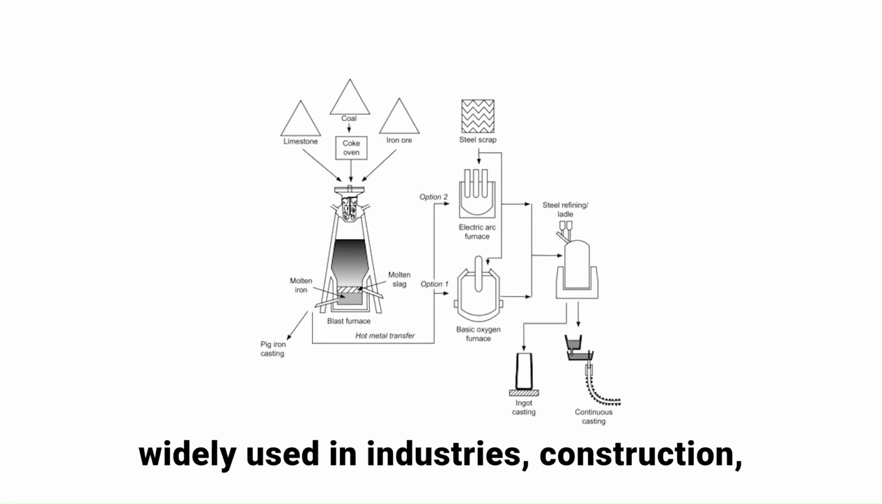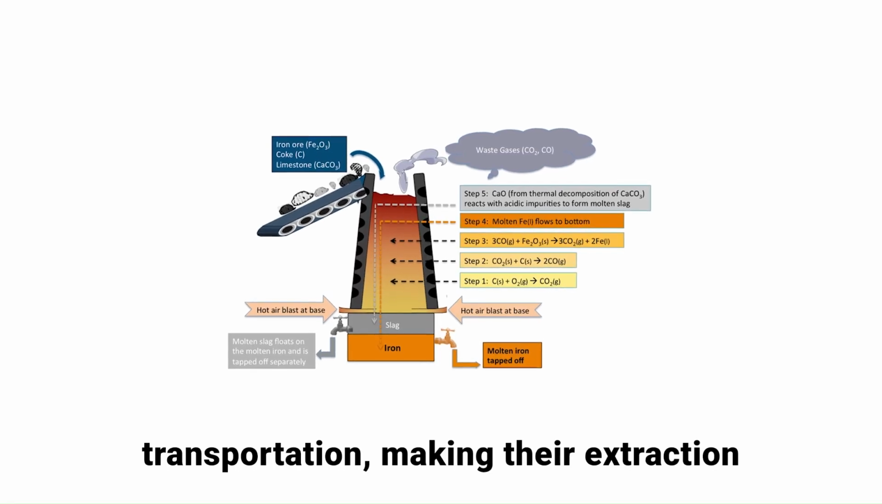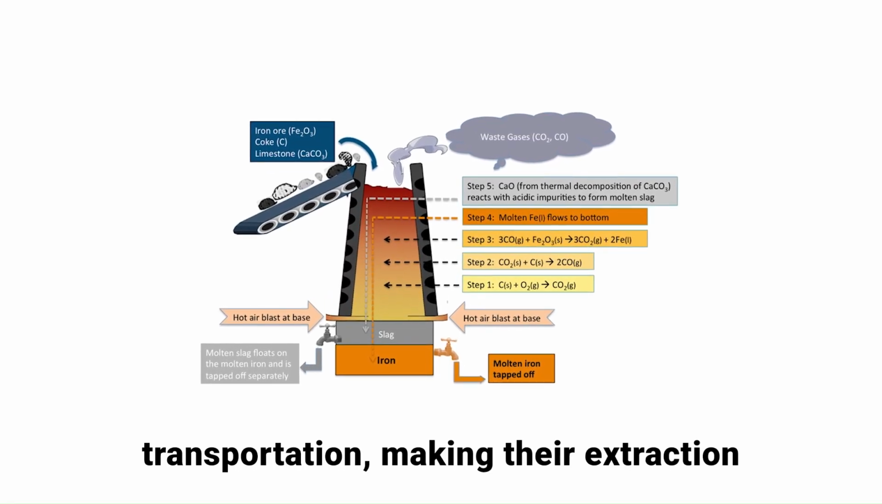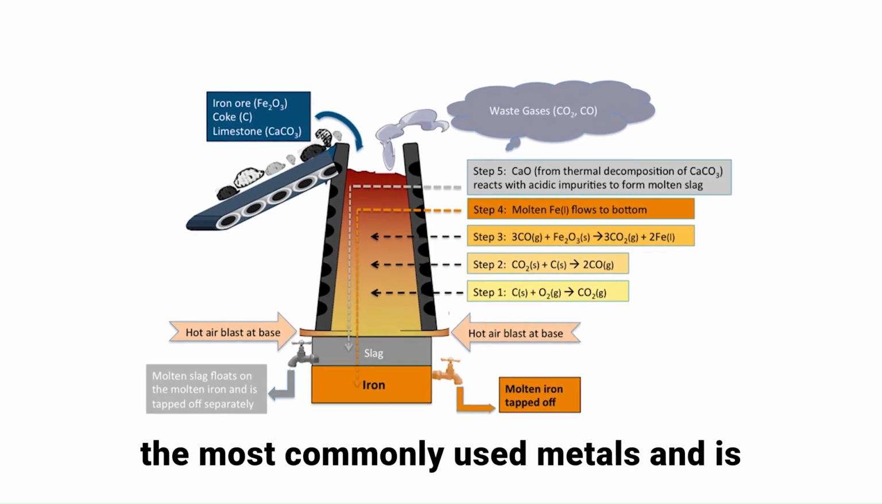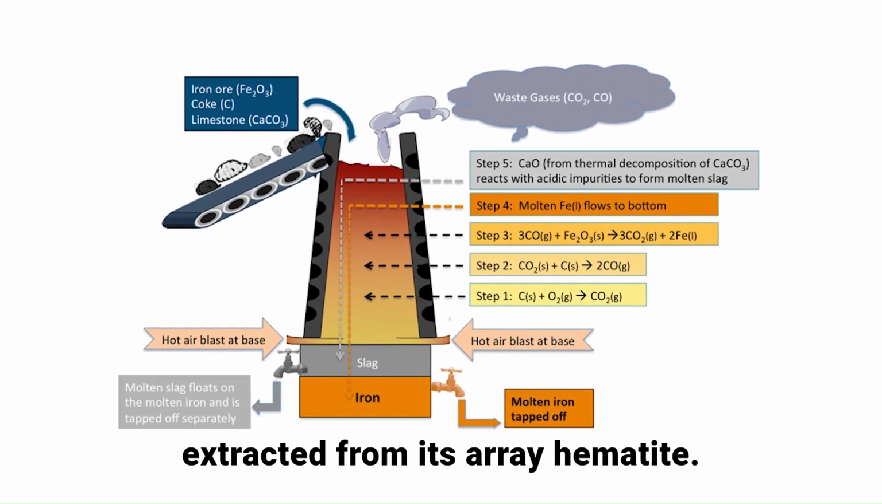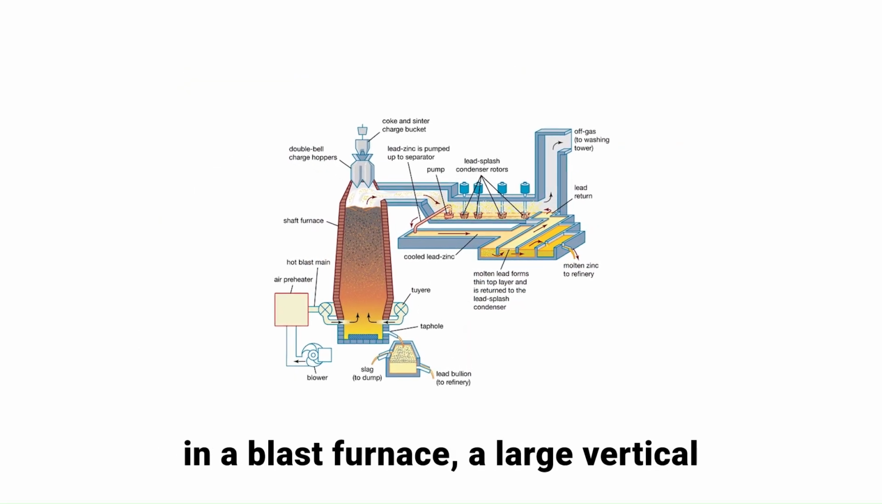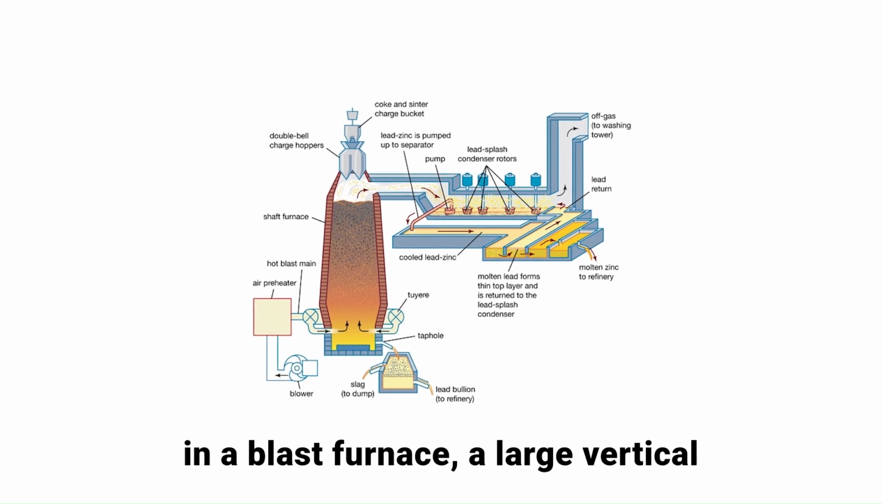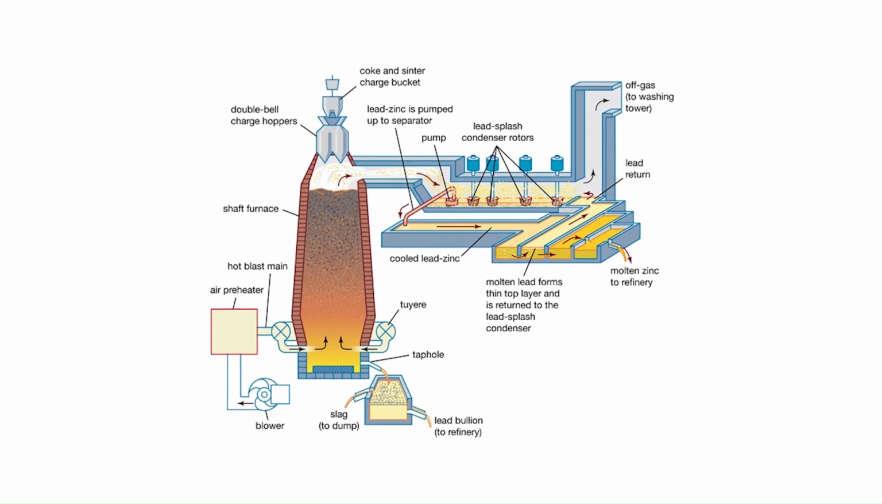These metals are widely used in industries, construction, electrical applications, and transportation, making their extraction highly significant. Iron is one of the most commonly used metals and is extracted from its ore, hematite. The extraction process mainly takes place in a blast furnace, a large, vertical structure where iron ore is reduced using coke as a reducing agent.